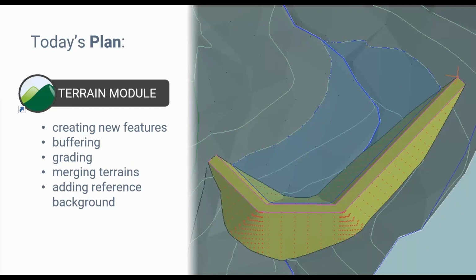So we are going to be using a Weir example to demonstrate a bunch of functionality that's in the terrain module, or if you have just the standalone version, we call that Terrain Tools 3D. We're going to talk about creating new features, buffering, how to do some grading operations, how to merge terrains, and then how to add terrains as reference in your background. So that's just a quick overview of what you're going to see in today's webinar.